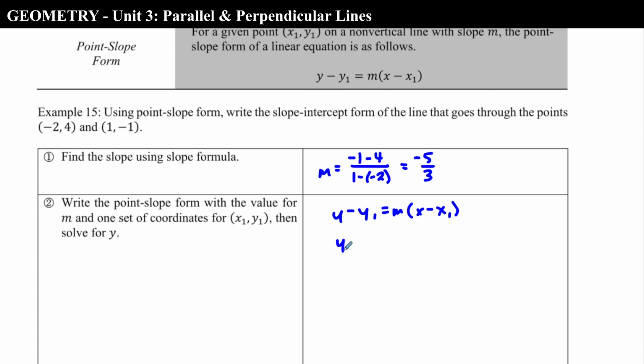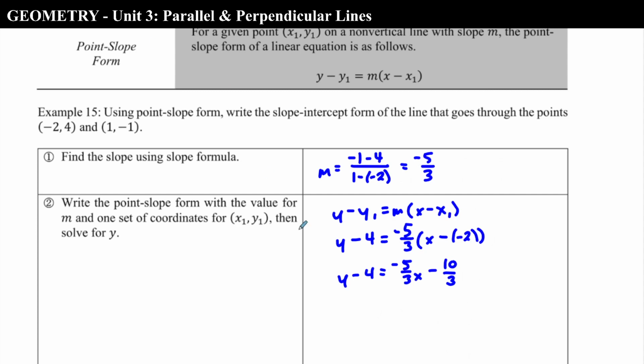So we're going to keep that y the same. We are going to use one of our 2 points for y1. So we're going to use 4 from the first set of points. We've got our slope, -5/3. We've got our x, and we've got our x1, which is -2. So now we've got y minus 4 equals -5/3 x. And then we've got -10/3 because this is x plus 2, so -5/3 times 2 is -10/3.